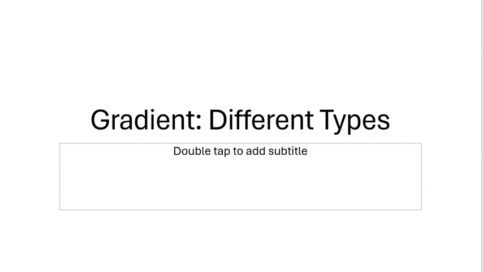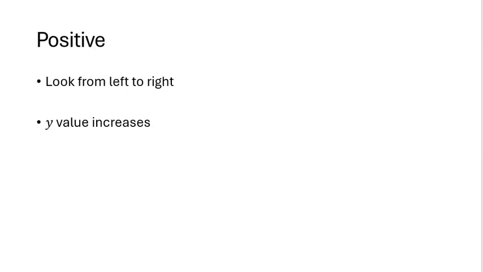Okay. Now, there's different types of gradients, and you need to know the distinct differences. So you've got positive. So just have a look at my line that I'm drawing here. I'm looking at it from left to right. So basically, where my line begins on the left hand side, and then I move across, I can see that my red line is increasing. It's going up. Okay. When it's going up, the y value increases.